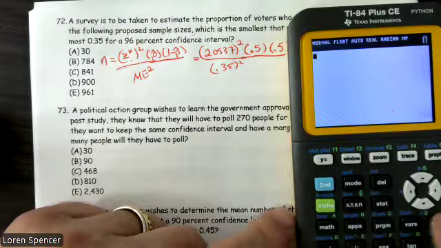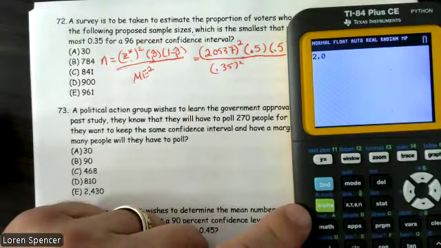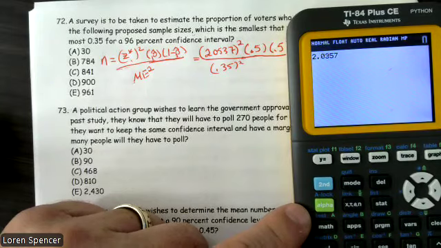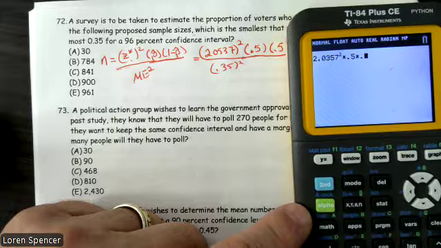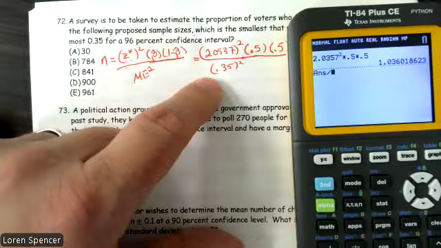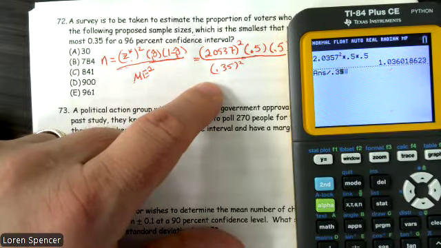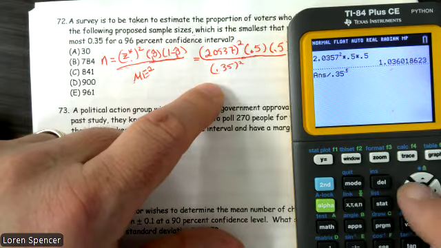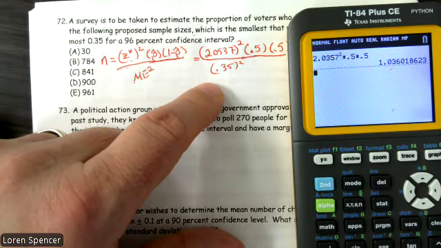So let's do a little bit of math here. 2.0537 squared times 0.5 times 0.5. So that takes care of the numerator, divided by 0.35 raised to the second power.